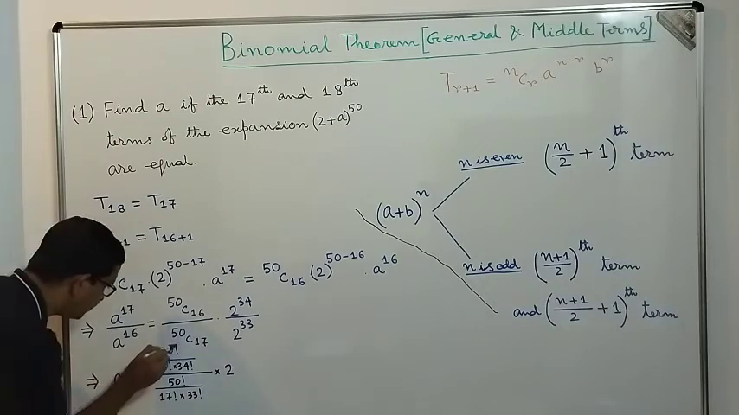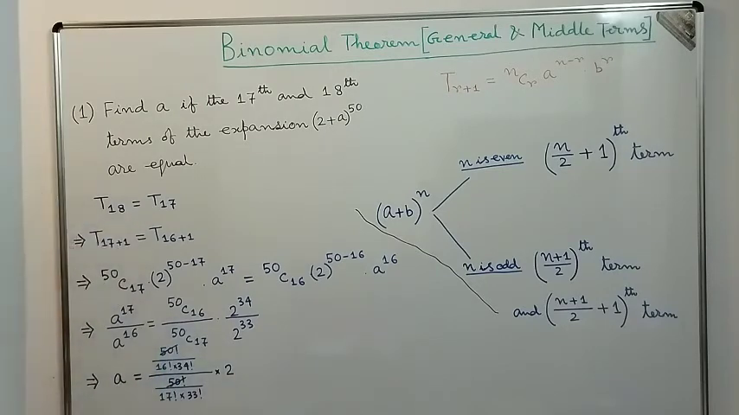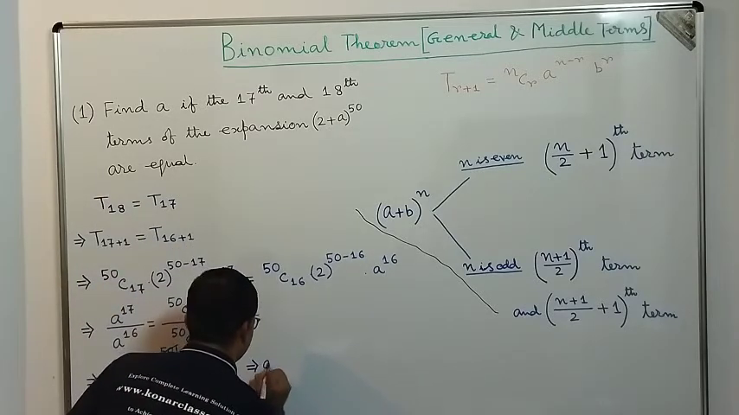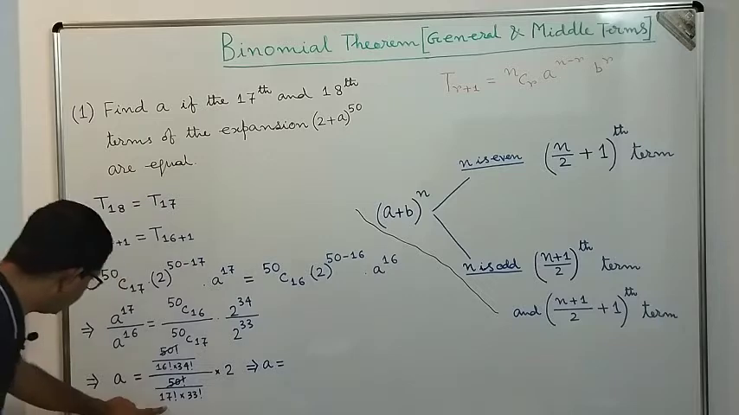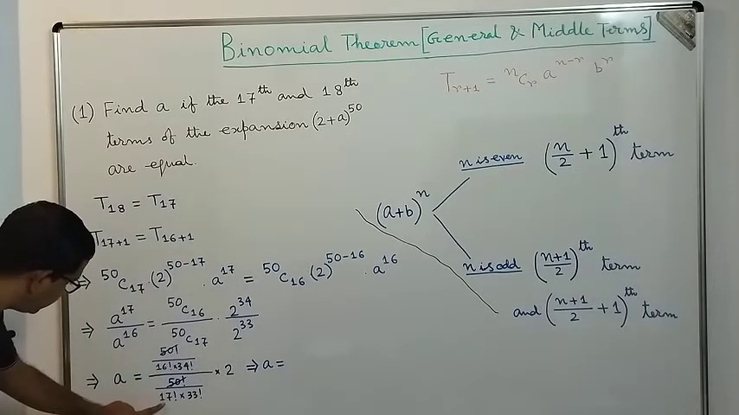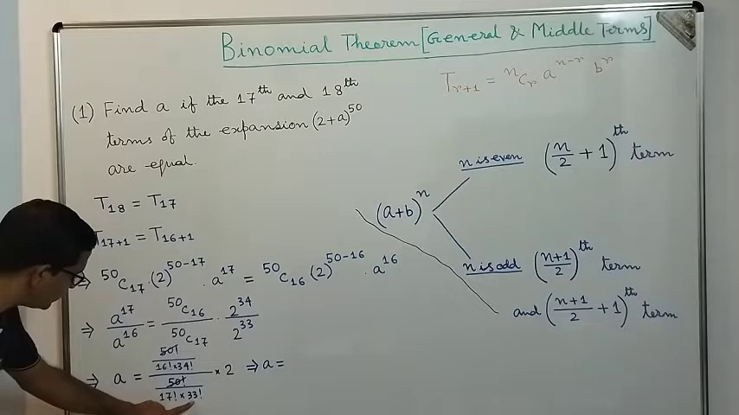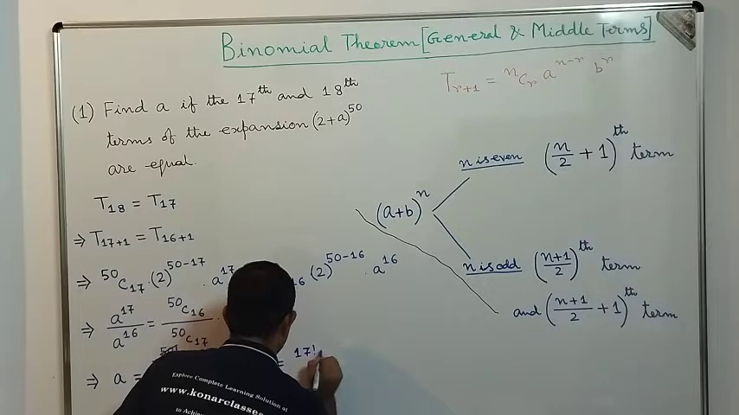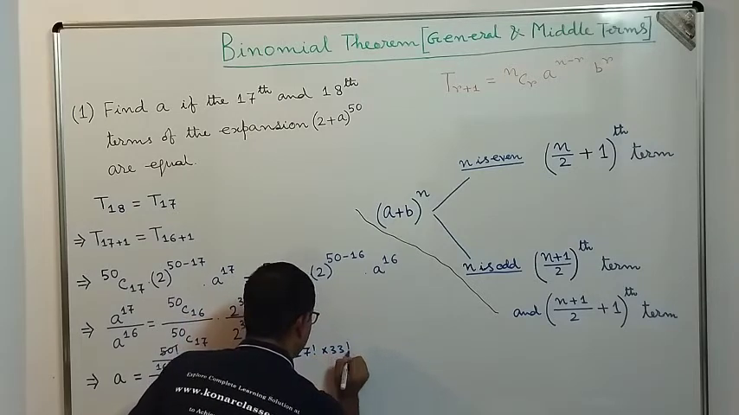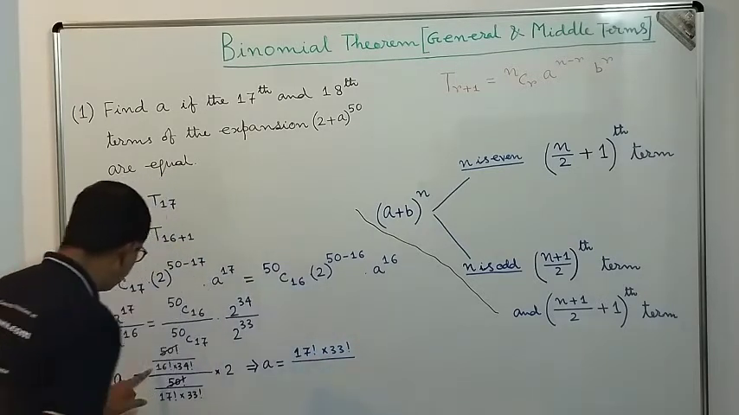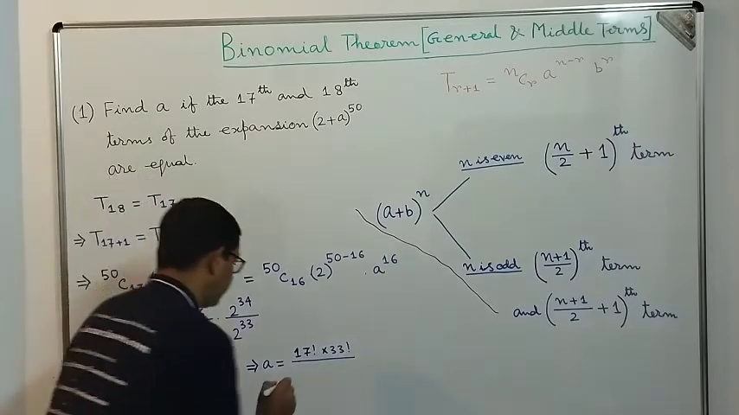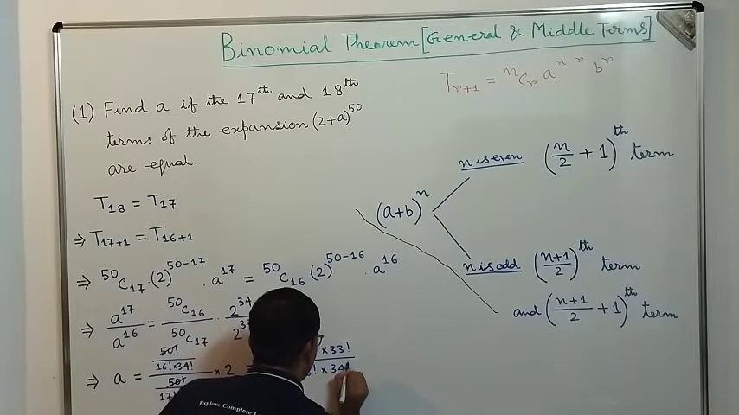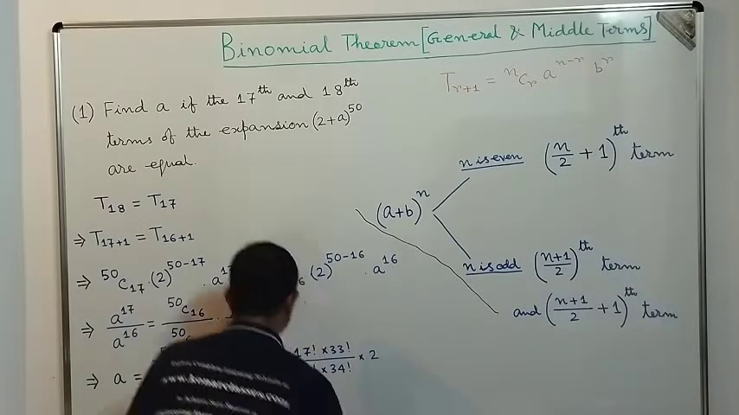So what we see, the 50 factorial and 50 factorial get cancelled. Correct. Now from here we get the value of a. So this will go up and this will come down. So 17 factorial into 33 factorial will go into the numerator, and the denominator will get 16 factorial into 34 factorial into 2.